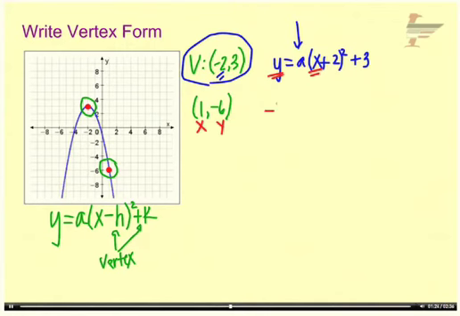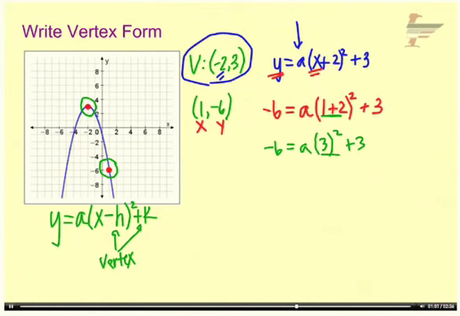So we're looking at negative 6 equals a times, now the x value is 1, so 1 plus 2 squared plus 3. At this point, it really just becomes an order of operations problem to get the a by itself. As we simplify, 1 plus 2 is 3 squared plus 3. Now 3 squared is 9, so negative 6 equals a times 9. I'm just going to write it as 9a plus 3. And now let's get that a by itself.